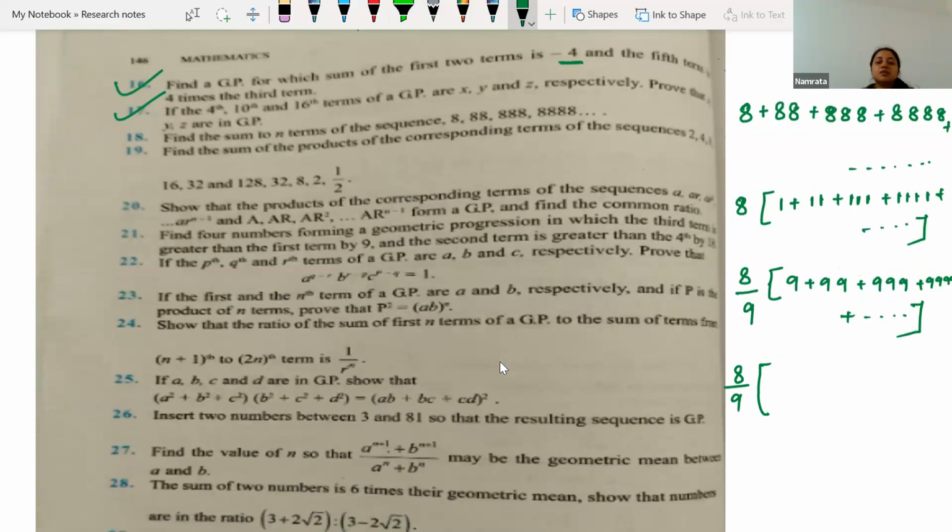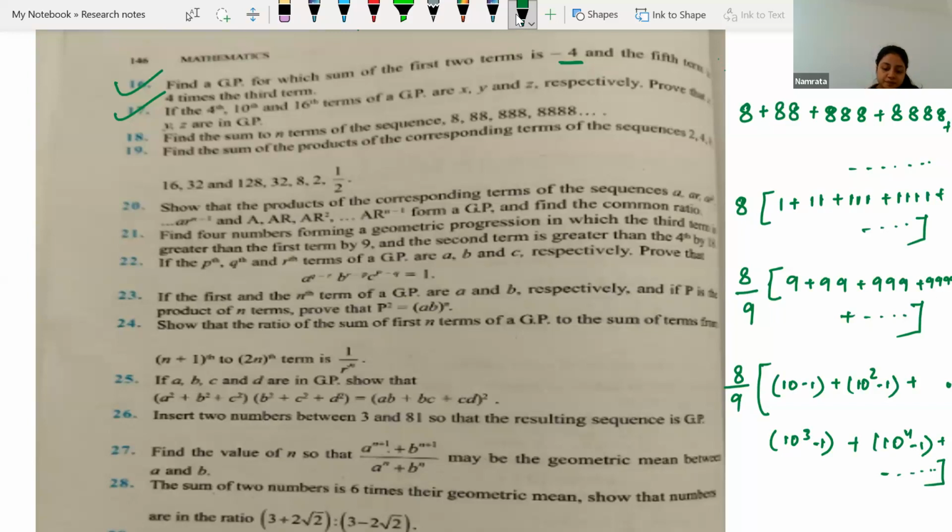So we will be having 8 by 9, and here the first term 9 we can write as 10 minus 1. The second term 99 we can write as 10 square minus 1. The third term 999, we can write as 1000 minus 1, that is 10 cube minus 1. The fourth term we can write as 10 to the power 4 minus 1. Just like that, we will be having the sequence. Now the 1, 1, 1, 1 is there, it's completely fine. This 10, 10 square, 10 cube, 10 to the power 4, this one is in GP, right?